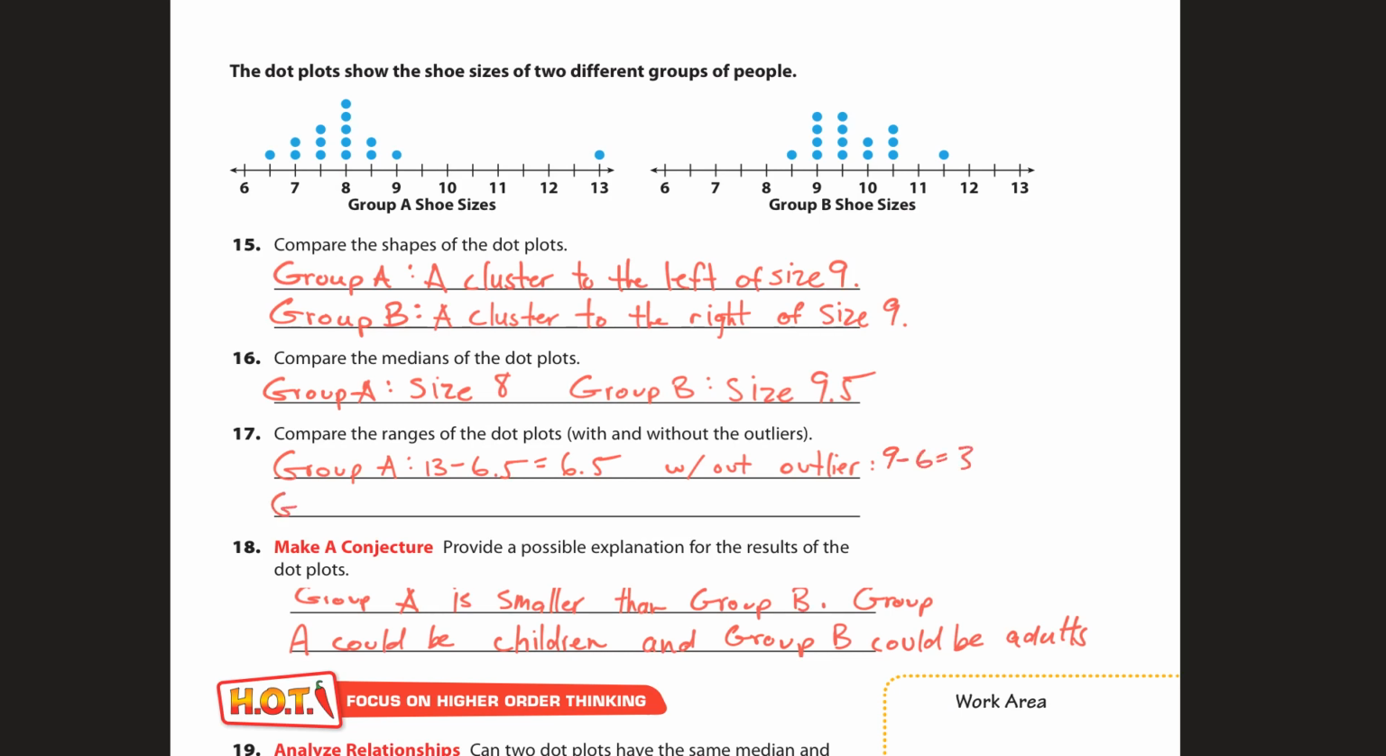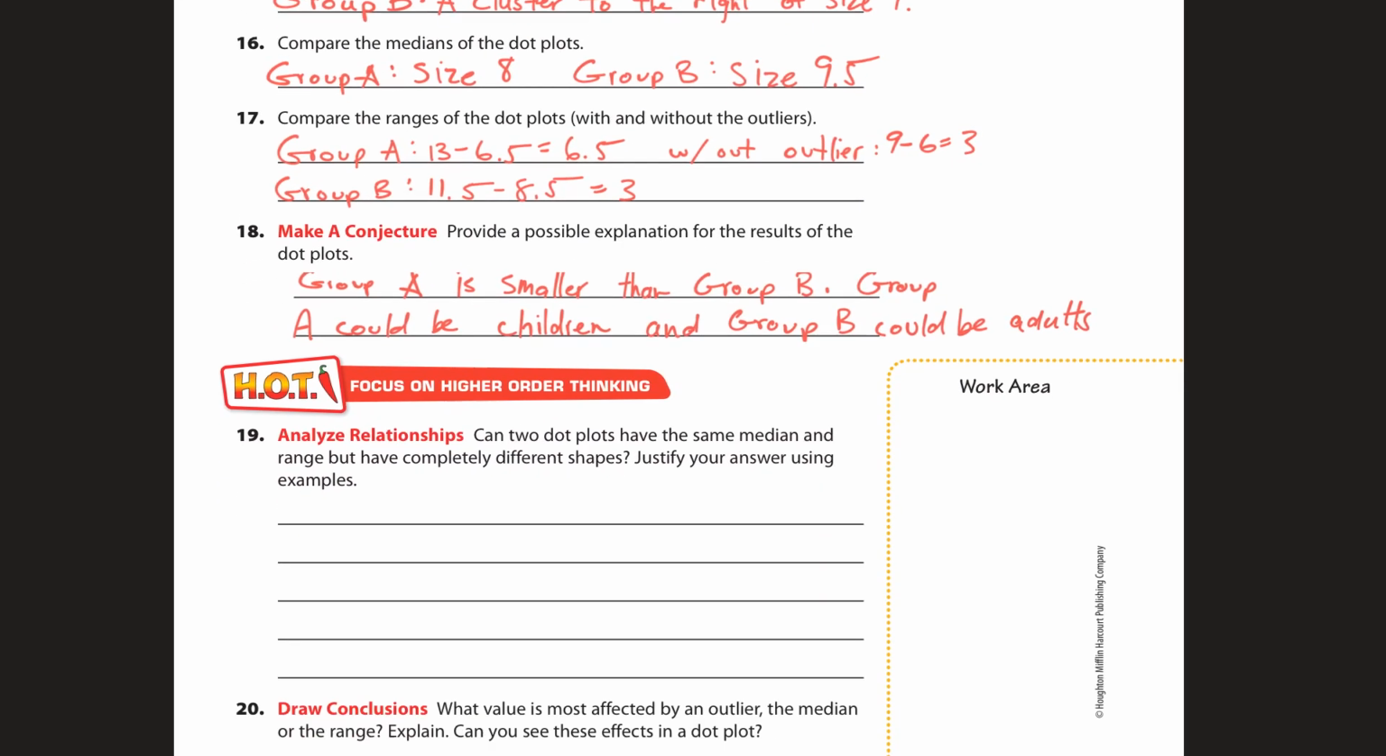And then group B would be, looks like that's 11.5 minus 8.5, which is 3. And there is no outlier. So there you go. Let's move on down.